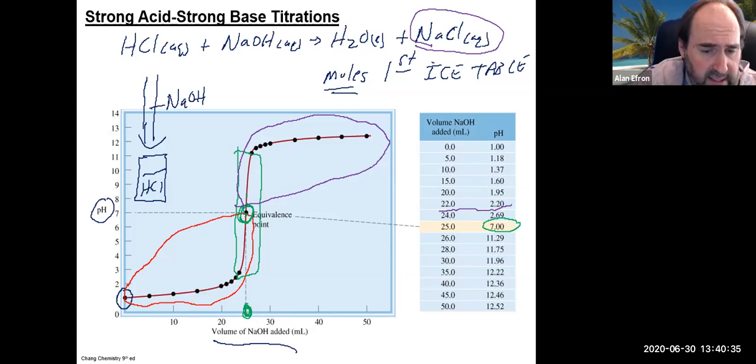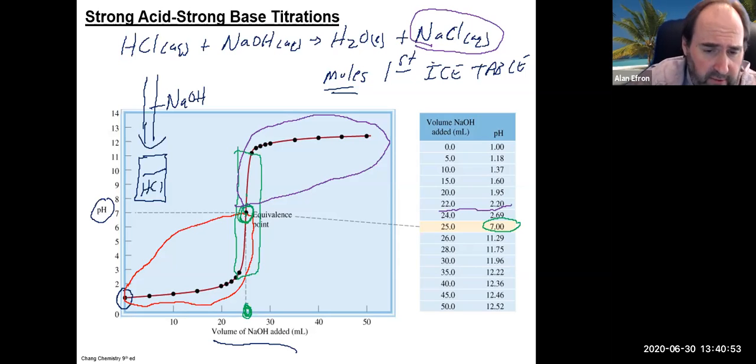So in this red section, as we talked about, it does require one ice table, again in moles, and the purpose of that ice table is, as we talked about, to basically figure out the concentration of your strong acid after you've added all of the base that you're going to add.